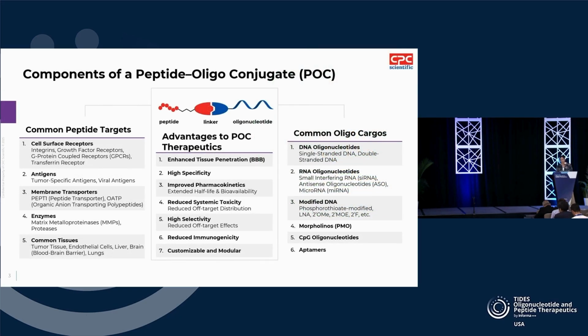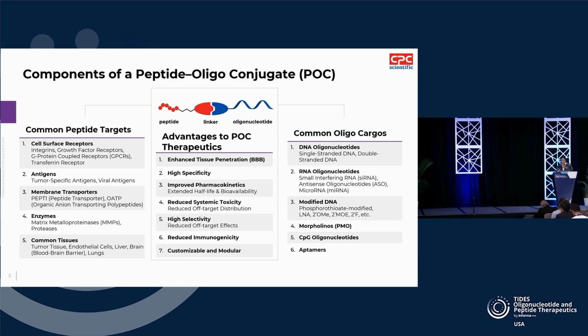So for those of you not familiar with peptide-oligo conjugates, I'll just give you a brief overview of their architecture. First, you have your targeting component, which consists of a peptide. So these peptides have a high specificity to cell surface receptors, such as integrins, GPCRs, things that are often overexpressed in cancer cells. And then the peptide is attached to a linker, and this allows it to couple to the oligo. The chemistry of the linker is really important because it determines the stability of the POC before it reaches the target, and also the mode in which it then separates from the peptide.